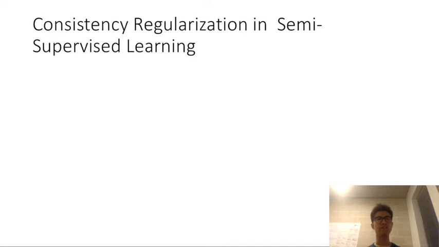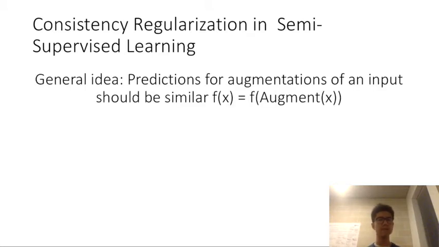One method is consistency regularization. And this is particularly interesting to me because the general idea is simple yet effective. Given an input x and a neural network output f, the general idea is that the predictions for augmentations of an input should be similar.